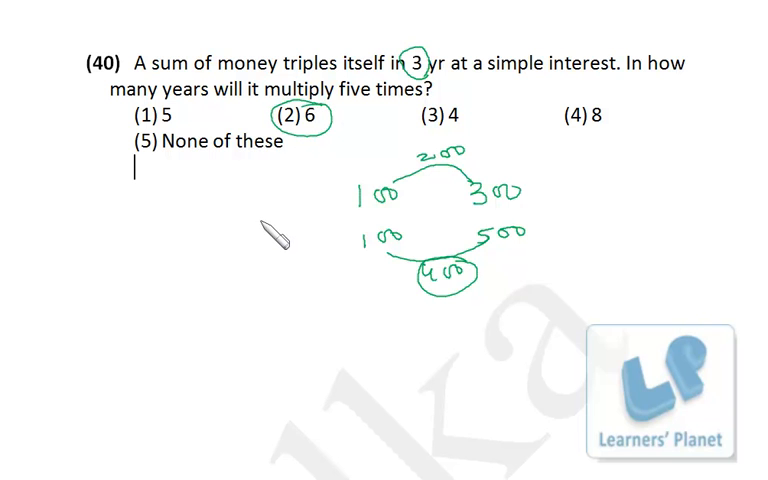So that's pretty simple. You don't need even paperwork to solve this sort of problems, right? And you should be knowing that simple interest remains same every year. That's why you can do it this way. I hope you are clear.